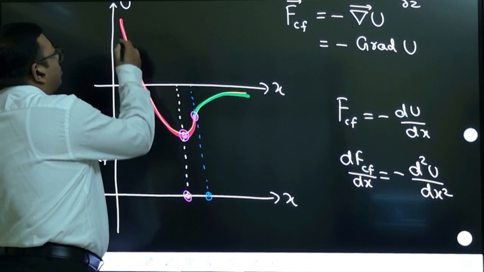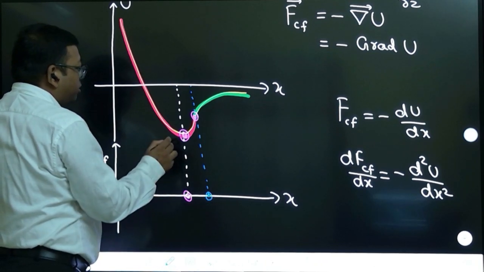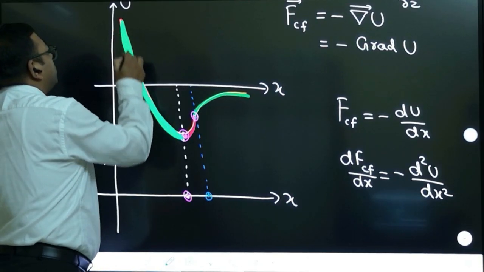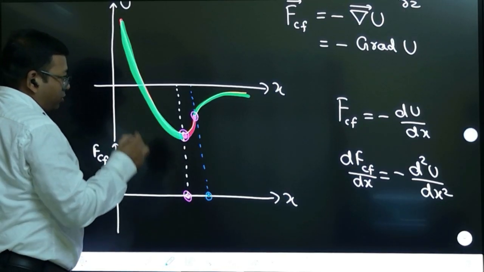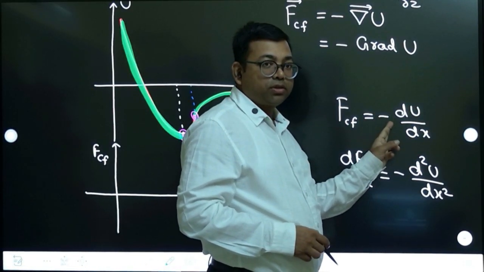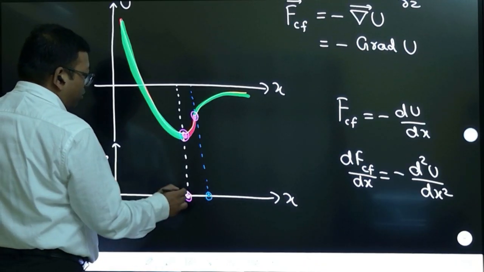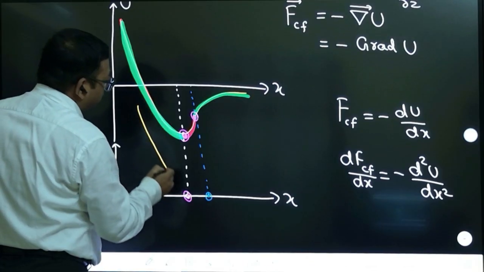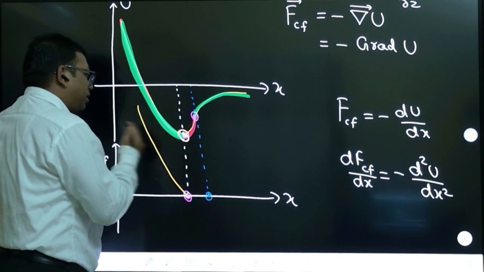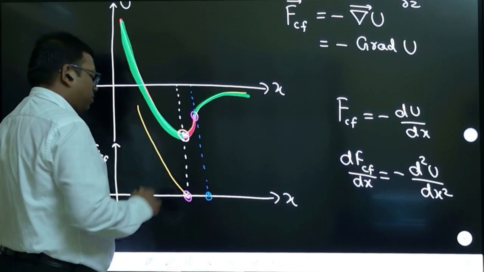First of all, note that the slope of this graph up to this much is negative, right? If the slope is negative, negative becomes positive, so force will be positive. So if I draw the force graph, it is positive like this. From this point, on the left side, the force graph is positive. And force is 0 here because this is the minimum.